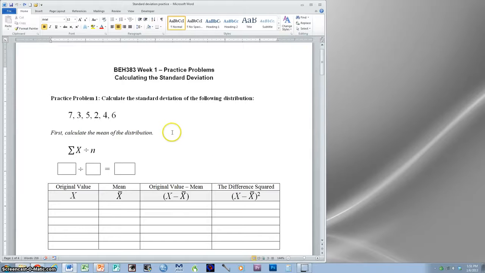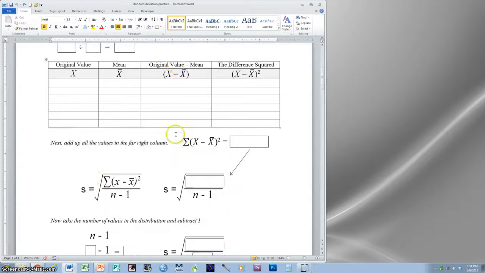So here we're going to calculate the standard deviation of this distribution. So 7, 3, 5, 2, 4, 6. There's only 6 numbers. So it's a little simpler than if we had more numbers, but it's still a bit of a process.